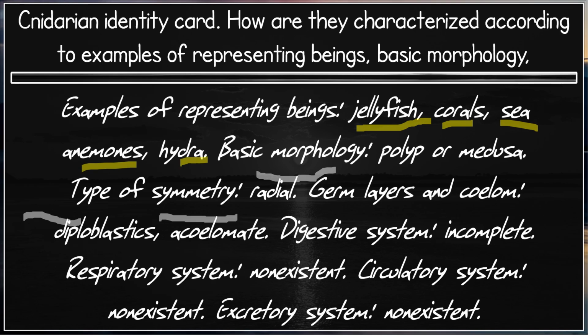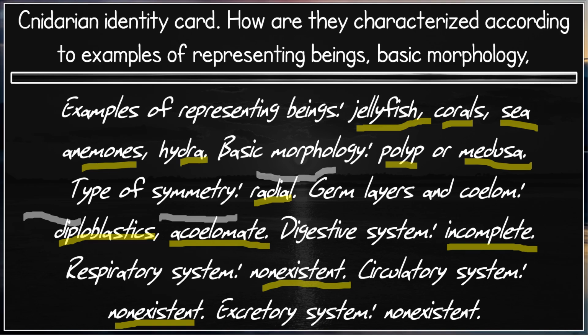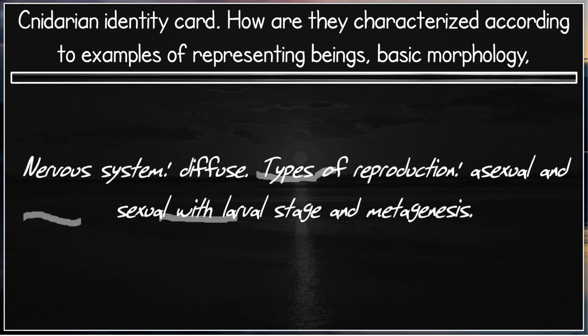The basic morphology, they are polyp or medusa. Type of symmetry is radial. Germ layers and coelom, they are diploblastic, acoelomate. Digestive system is incomplete. Respiratory system, non-existence. Circulatory system, non-existence. Excretory system, non-existence. Nervous system is diffuse. Type of reproduction, asexual and sexual with larva stage and metagenesis.